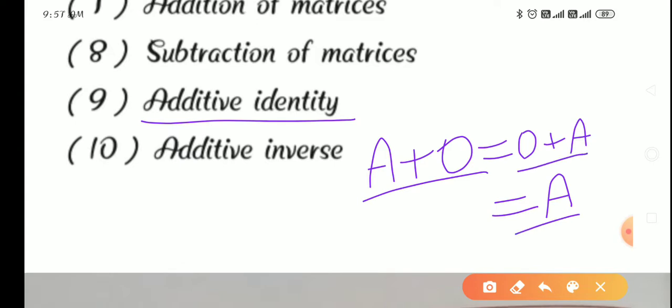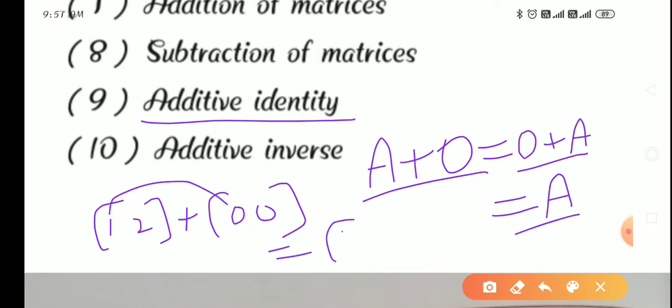For example, if you want to take an example, 1 2 plus 0 0 equals 1 plus 0 is 1, 2 plus 0 is 2. So is the matrix the same or not? Like this you can take the 0 matrix, the null matrix, first and this given matrix at the second place, then also you will get 1 2. So the 0 matrix is the additive identity.